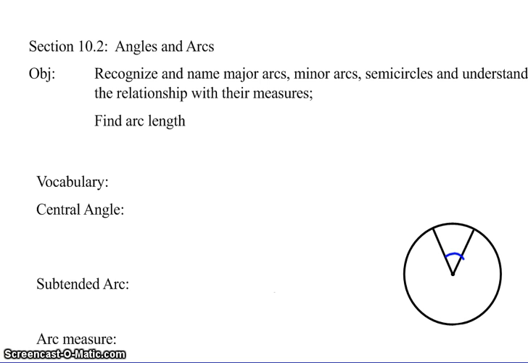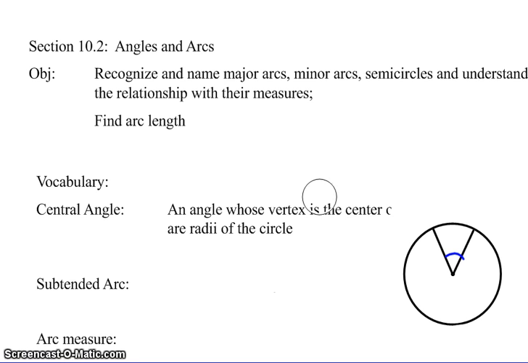Here is our definition. A central angle is an angle whose vertex is the center of the circle and its sides are radii of the circle. Notice center, radius, radius.